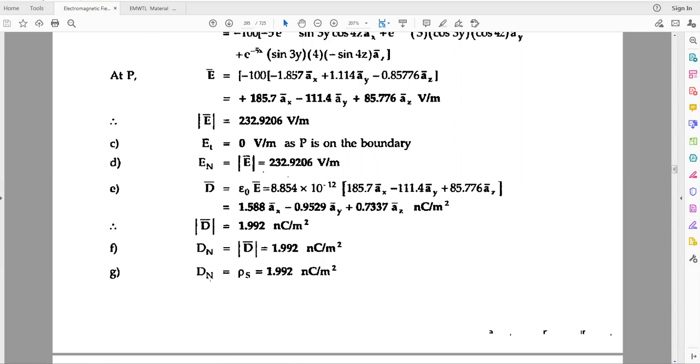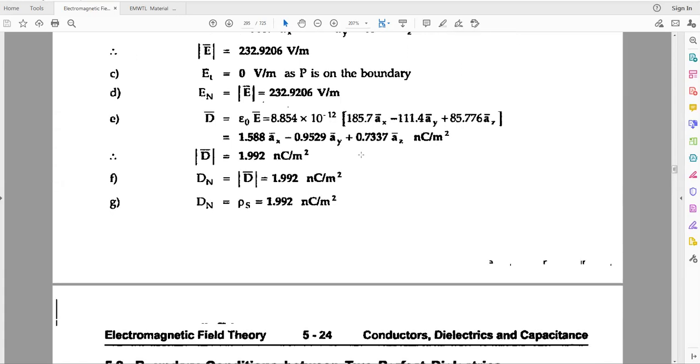And the Dn is equal to rho s, because the point P is on the boundary. The normal component is equal to the surface charge density only. The rho s in the boundary condition, what we assume here, rho s is equal to 1.992 nanocoulomb per meter square. Okay, my dear students.